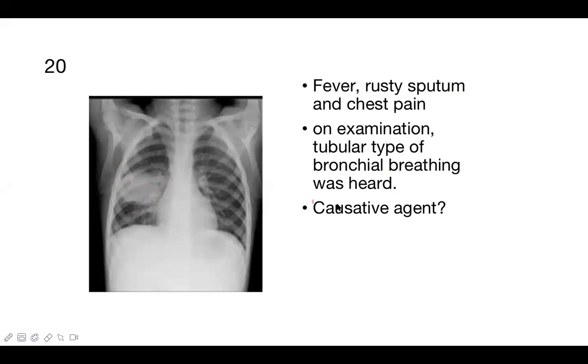This is lobar pneumonia. Most common causative agent of lobar pneumonia is pneumococci. Now if I do gram stain of pneumococci, what is the finding? Gram positive diplococci. Exactly, very good. Now, it is a capsulated organism and it is a very virulent type. It can cause a lot of infection in our body. Pneumonia is one. Another is septicemia or sepsis.